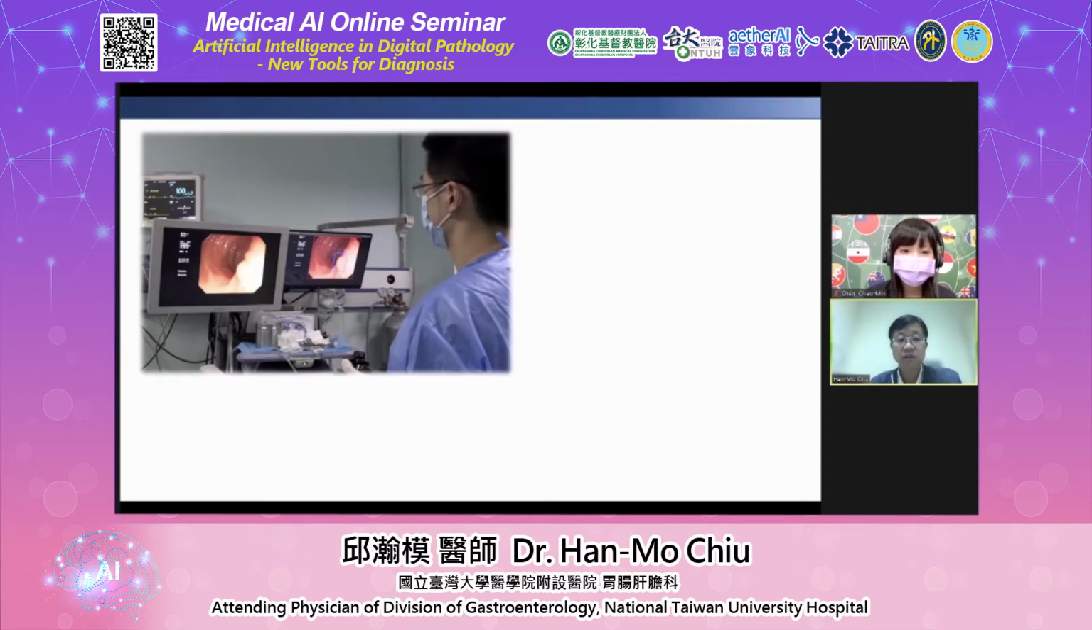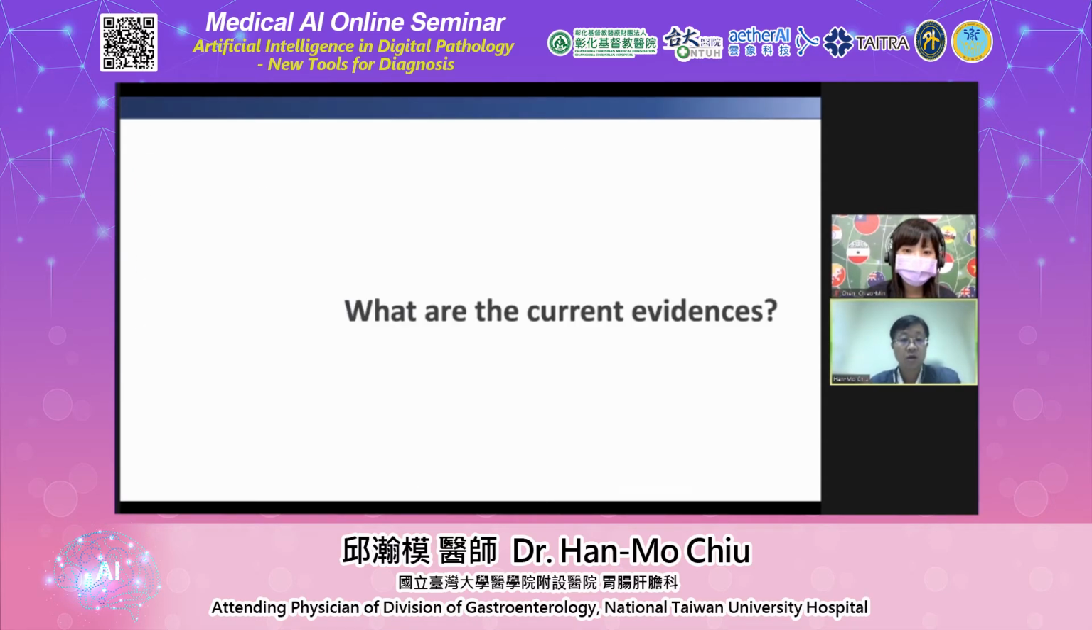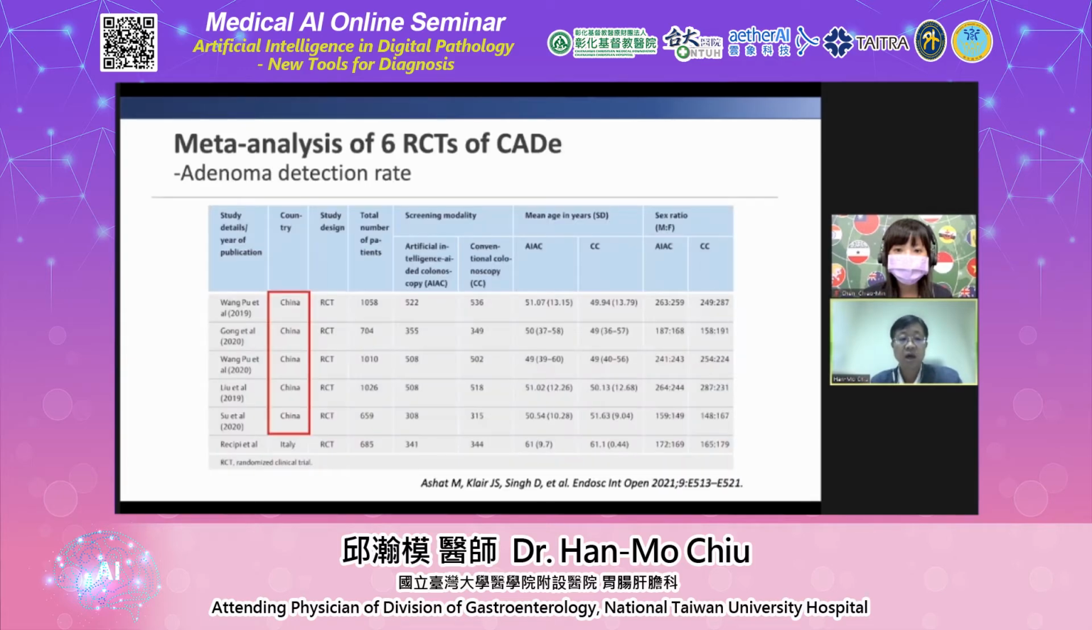So we can see many advertisements of clinics mentioning that they have implemented AI-assisted colonoscopy in their unit, which attract the attention of the public and bring colonoscopy practice into a new era. So what is the current evidence on using AI-assisted colonoscopy in detecting colorectal polyps? A recent meta-analysis included 6 randomized controlled trials, with 5 from China and the remaining 1 from Italy. All these studies directly compared the ability of detecting adenoma by AI-assisted colonoscopy and conventional colonoscopy.